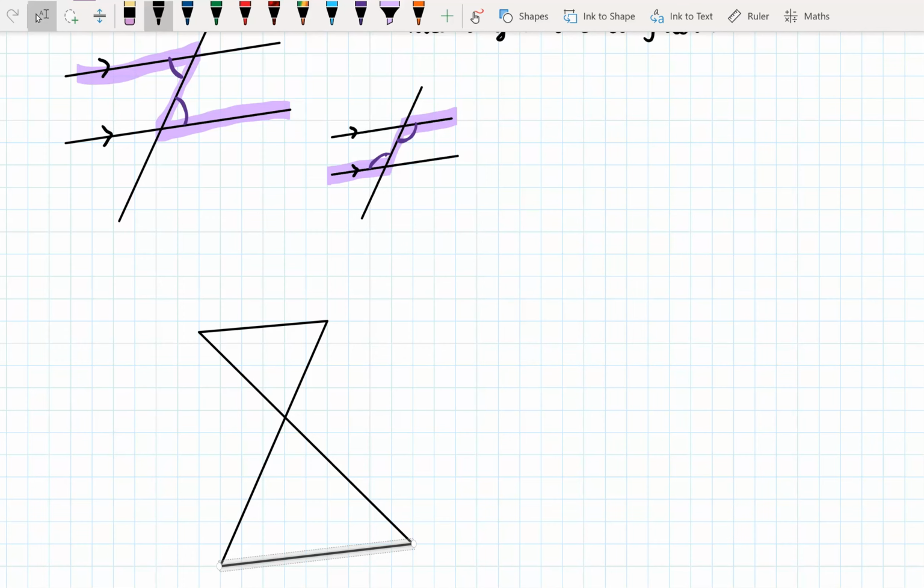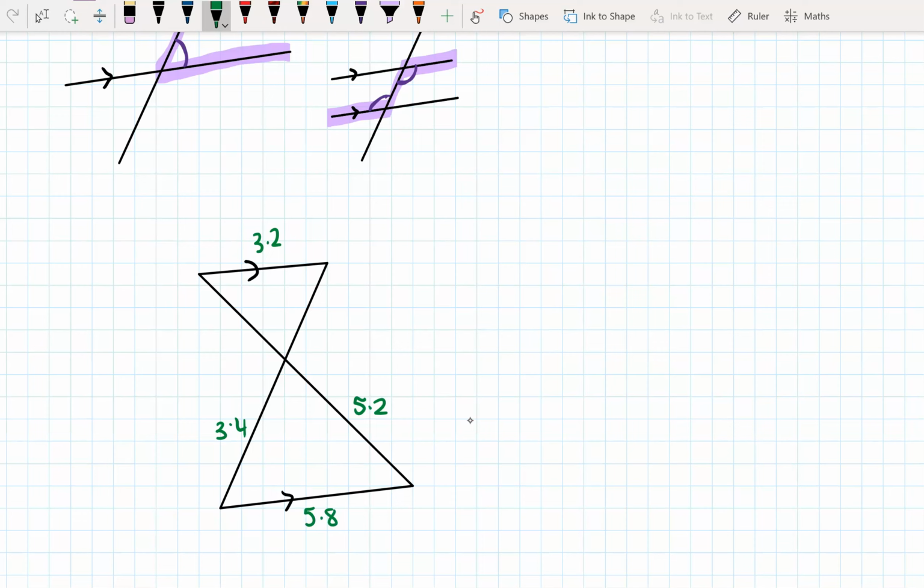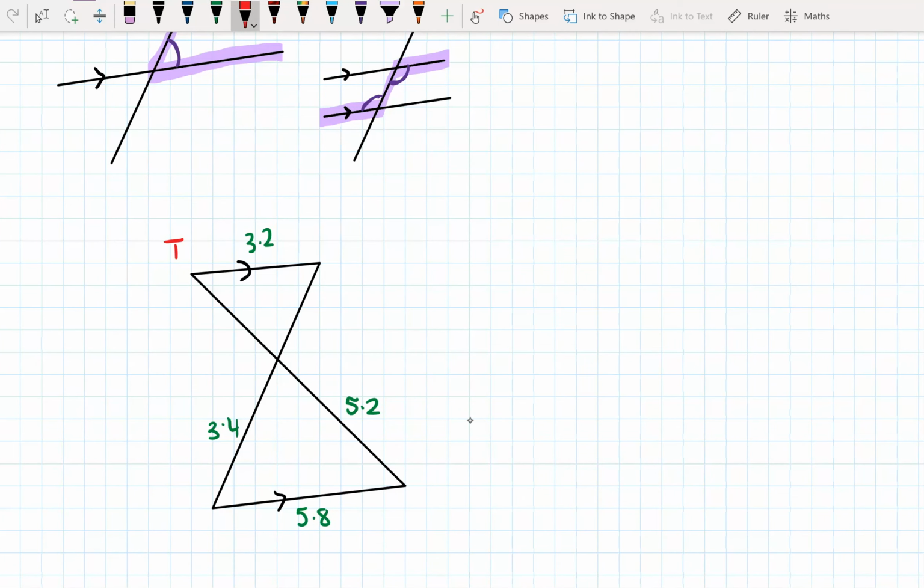Okay, so we're going to say that in our diagram, these two are parallel. We have a measurement of 3.2 here, 3.4 here, 5.2 here, and 5.8 down here at the bottom. Our letters are going to be DSR and then PQ. Now you'll see in the book they've also put a 1 here and a 2 here, and they refer to this as R1 and R2.